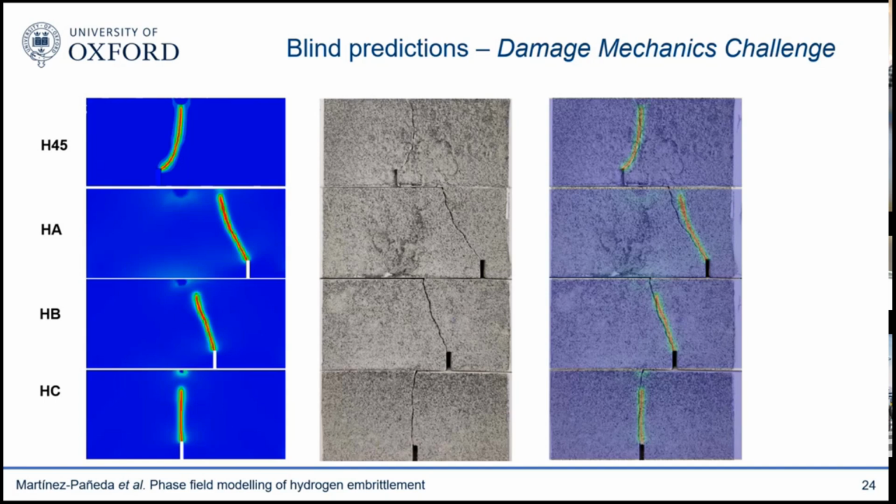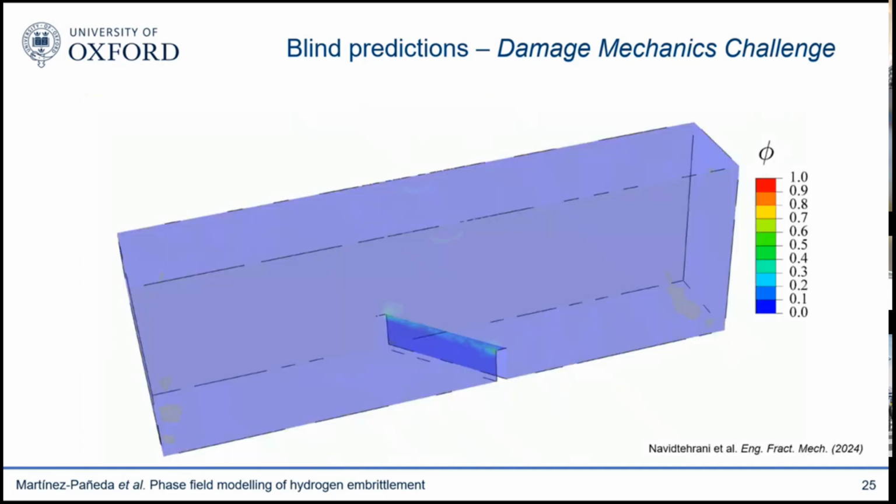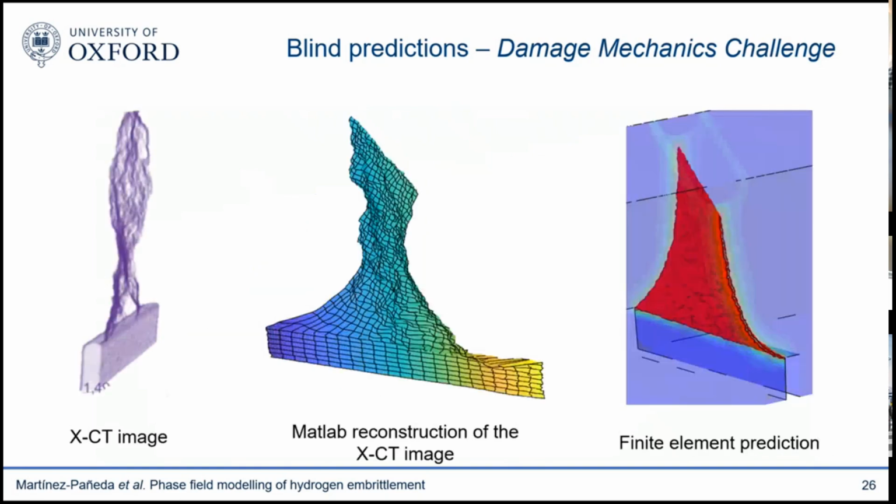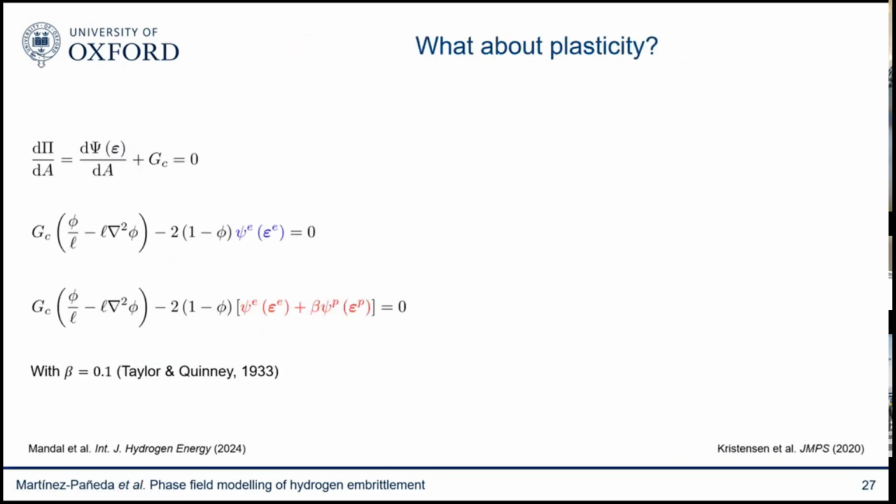So this data was not available to us. And then they also asked for data for a 3D case, because they have good microscopy or XCT facilities, so they were able to measure the crack surface. So they say, could you run a simulation in 3D and tell us whether you get the right crack surface? And this is what we did. This is their XCT image. Then they sent us a MATLAB reconstruction of the XCT image, and this is the finite element prediction. So it seems that even when you look at the crack surface in 3D, the model is able to give you that good agreement. So okay, that closes this part.